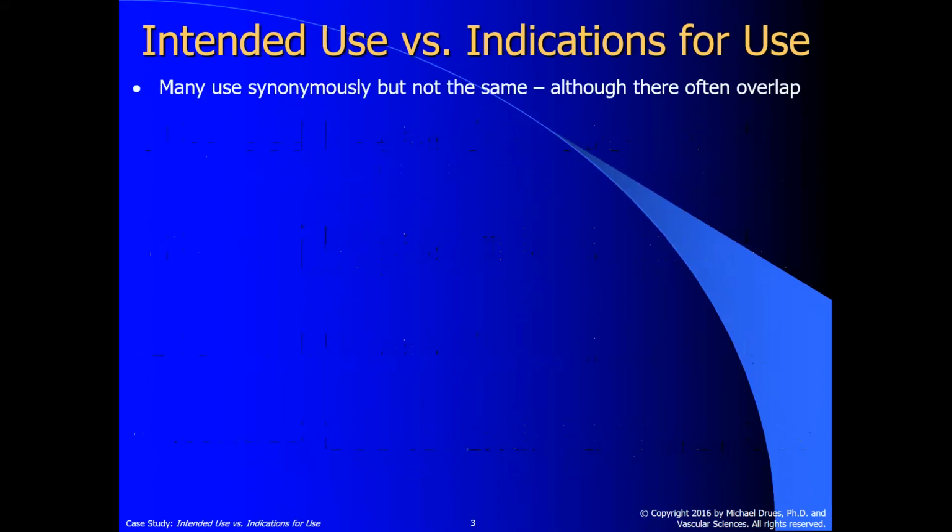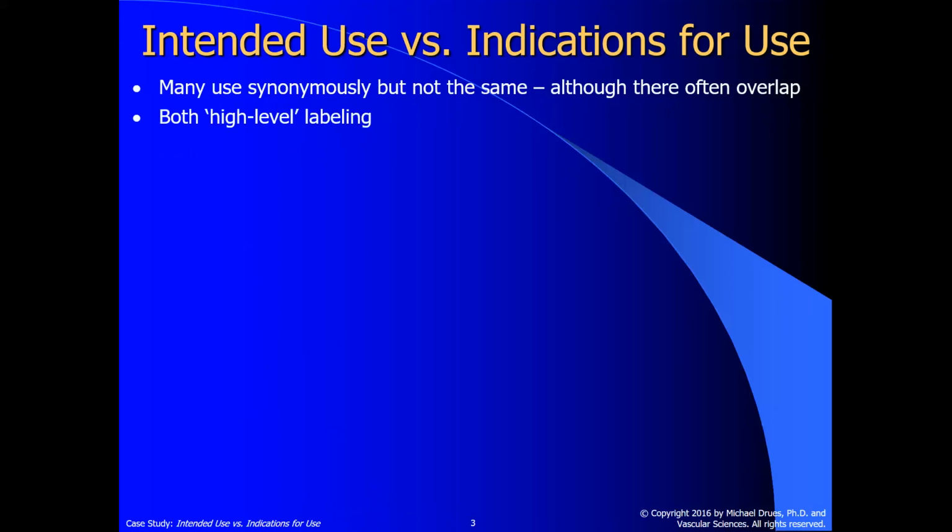So, first of all, let's start out with the premise, and that is, although intended use and indications for use are similar, they are not the same. Many people use these phrases synonymously. Many people, not only in industry, but also in FDA, I've seen countless times where indication for use and intended use statements are flat out wrong, even in cleared or approved submissions. And quite frankly, there's no reason why that should happen.